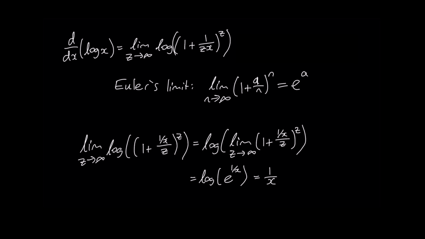That's what the logarithm does. It kind of undoes an exponential. So if you take the exponential of 1 on x, you get e to the 1 on x, and then you take the log of that, you just get 1 on x back. So there we go, we get our result.